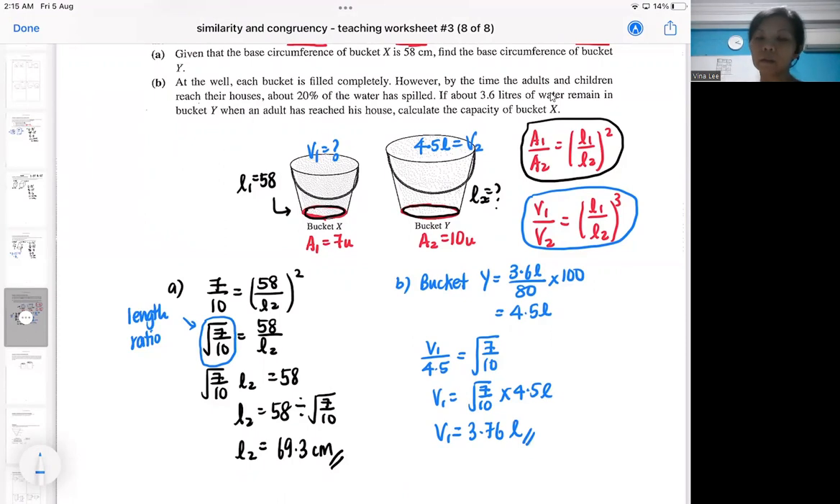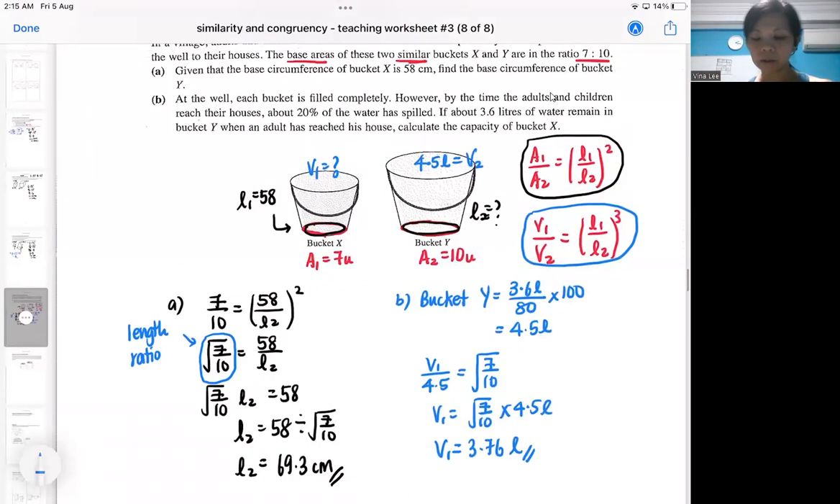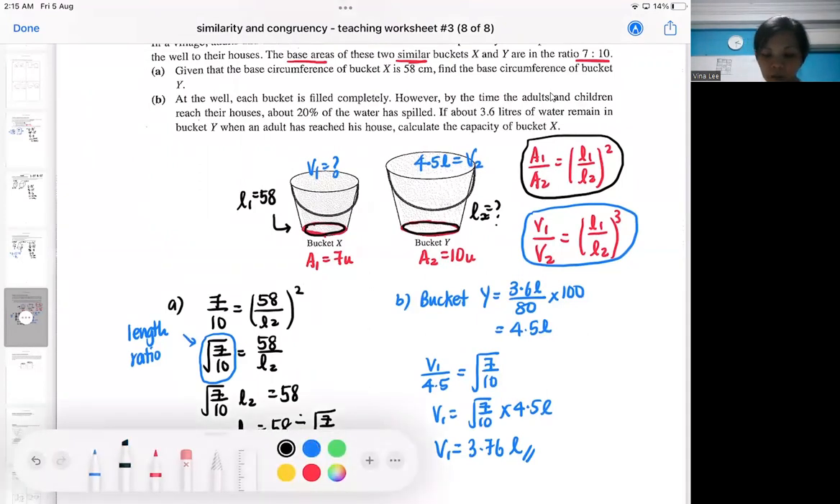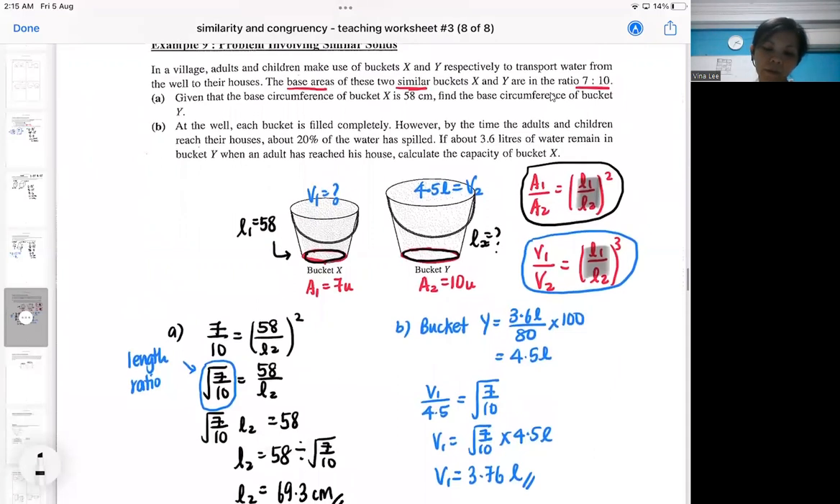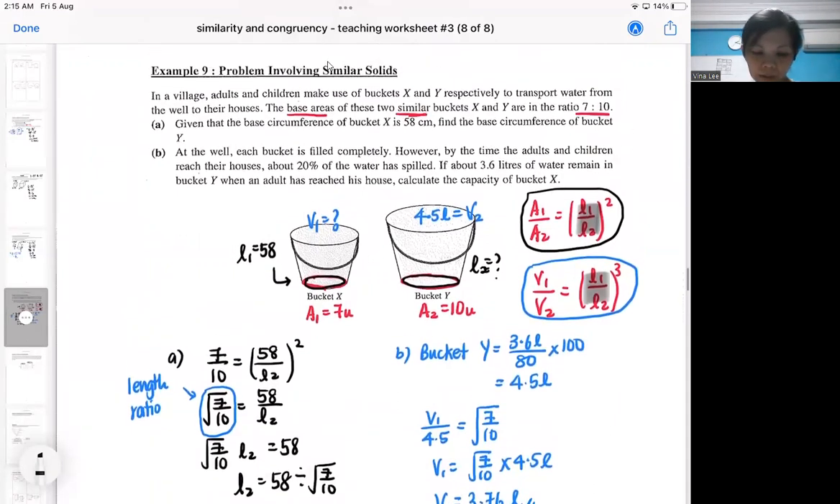So we twist around with the length ratio because the length ratio can enable us to get the volume ratio. It will also enable us to get the area ratio. So they are somewhat linked by the length ratio. You just have to be very mindful about which is which. Otherwise, it's actually quite easy.